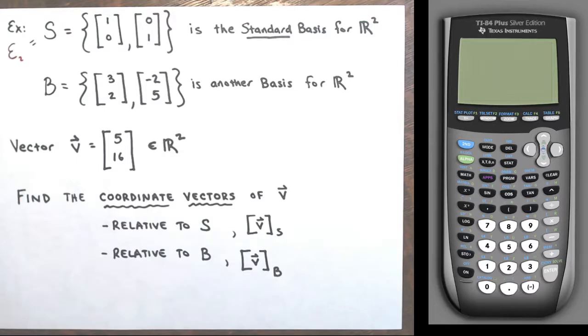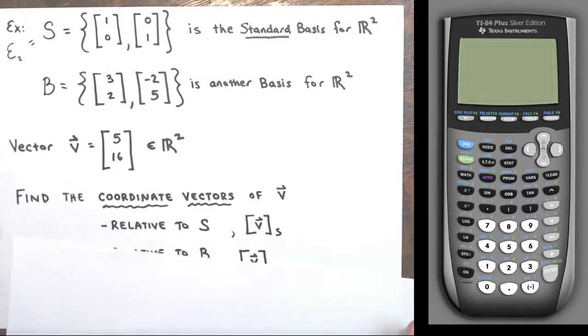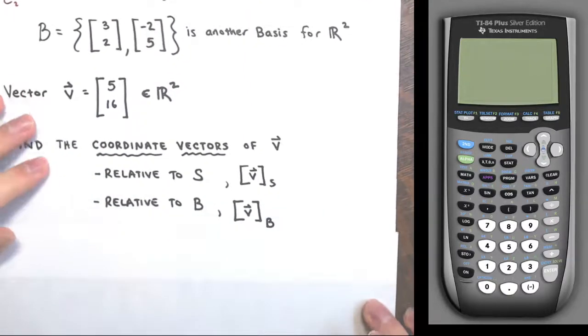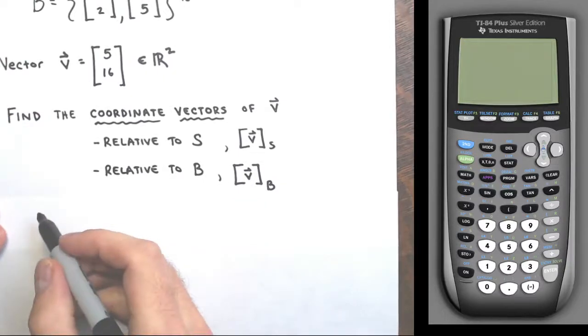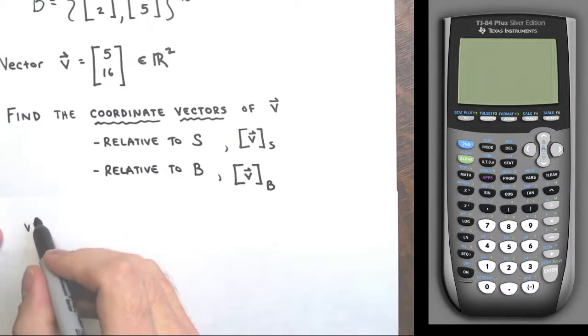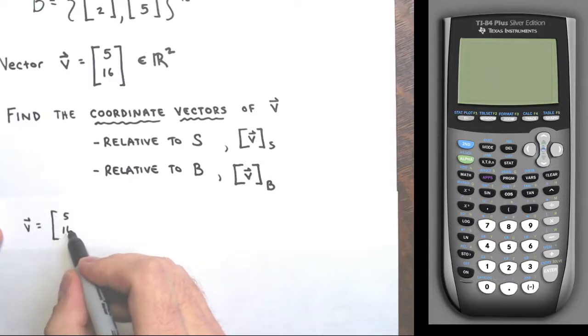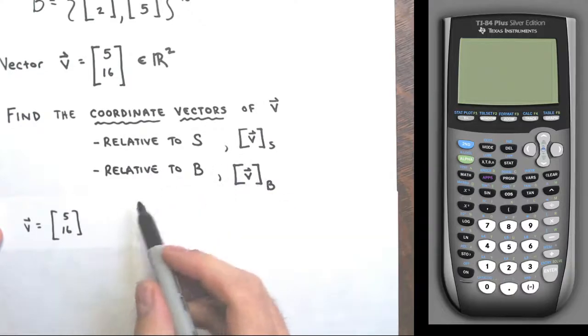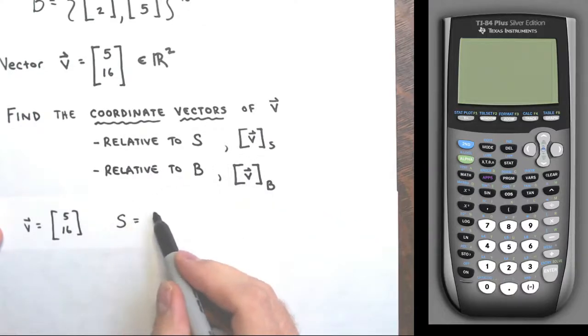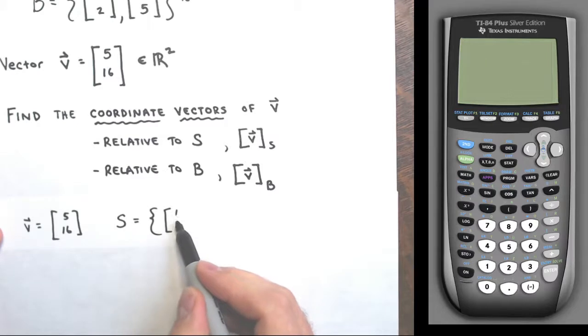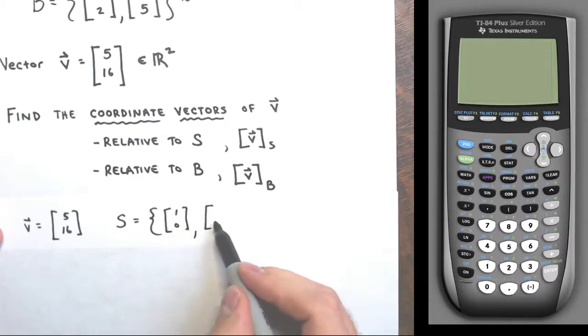I'll do each one of these separately. With respect to the standard basis for a vector space, and really any vector space, not just R2, writing the coordinates is pretty simple. Remember here v is (5, 16). Let's do the standard basis first, the standard basis for R2 that had (1, 0) and (0, 1).